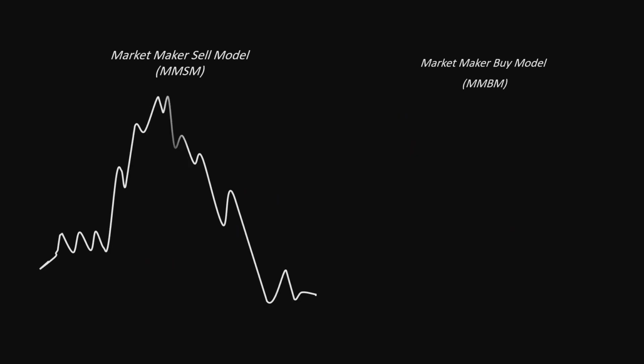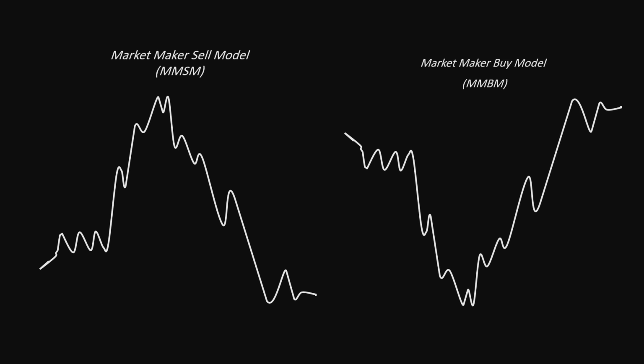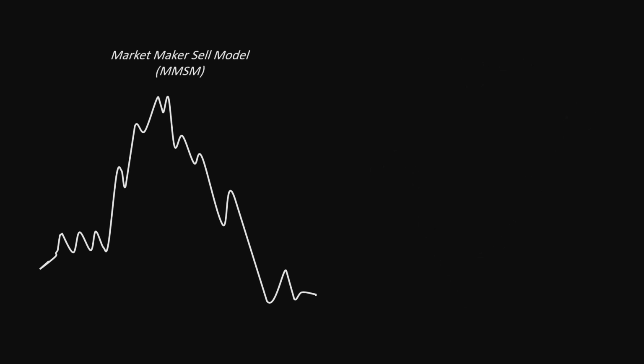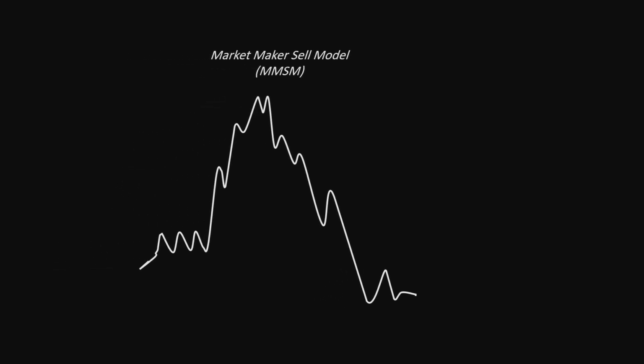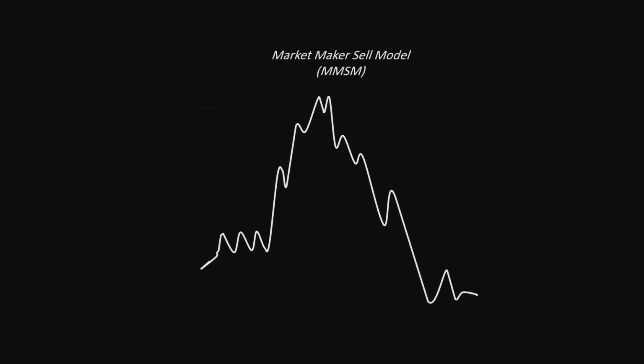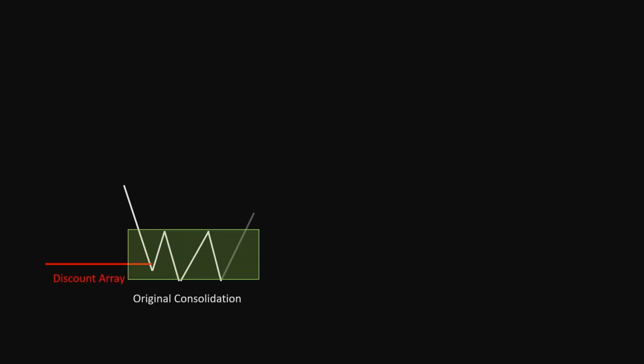There are two models that we are primarily interested in for this lesson: the market maker sell model, MMSM, and the market maker buy model, MMBM. I will focus on the market maker sell model, but everything applies the same for the buy model. In an MMSM, we're gauging the likelihood of a price swing high to go down. The market goes up to create a selling opportunity.